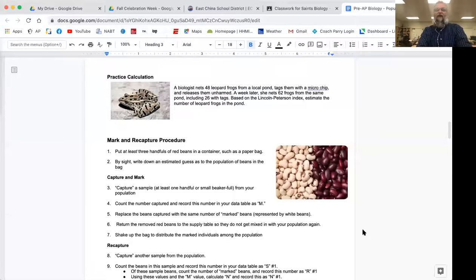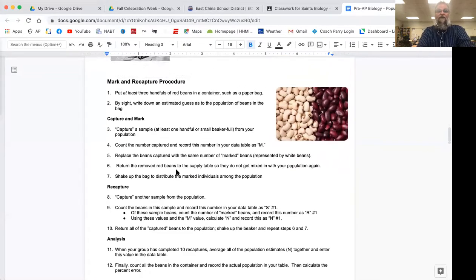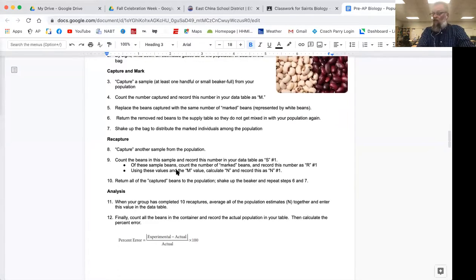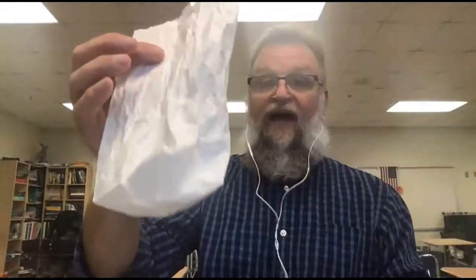So I'm coming back to the activity. Here are the directions for the activity. I'm going to walk you through it. Basically, what we did is we took some basic beans. Here are some kidney beans, red beans. We took some white beans, some navy beans, and we took an empty paper bag.